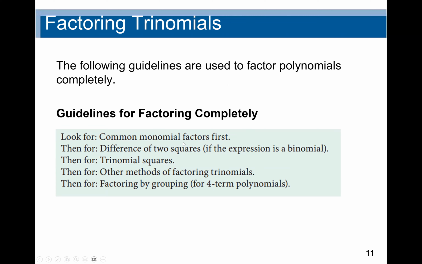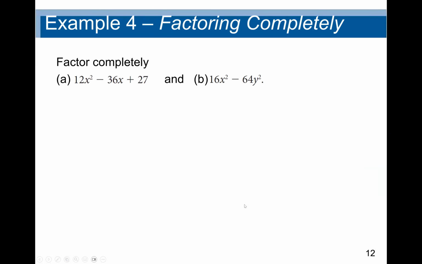First of all, look for common monomial factors first, if it's possible. Then difference of two squares, if the expression is a binomial, or if it's a trinomial, perfect squares, then other methods of factoring trinomials. And also it's possible you can factor by grouping. Normally for factoring by grouping, we should have 4-term polynomials. So we may have binomial, trinomial, or 4-term polynomials. So let's see an example here. They say we should factor completely.